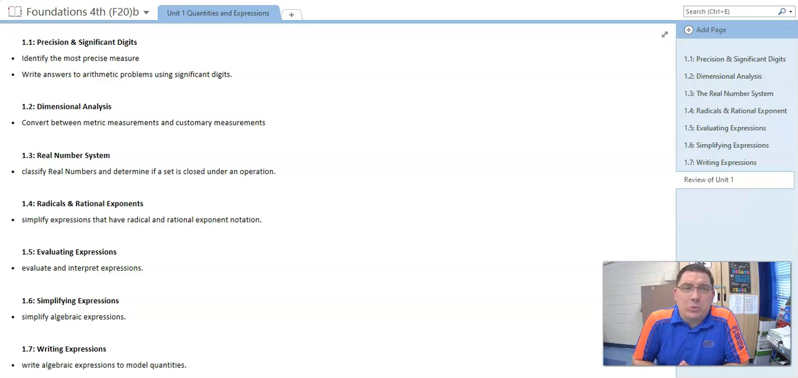So as we wrap up Unit 1, the key thing here is understanding how expressions work, how to get through the real number system, and what properties we have to be able to simplify and solve. And so that is the key to this chapter. Understand the different properties, understand the different cases for like significant digits, how to convert units through dimensional analysis, and dealing with radical and rational exponents.